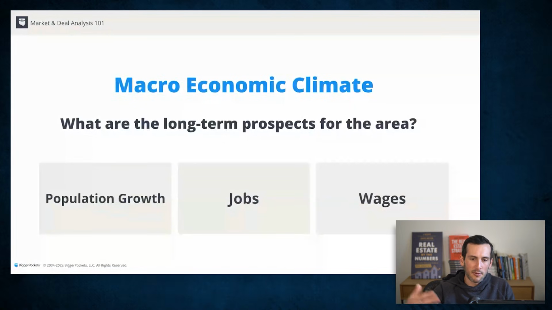Meanwhile, if you have a city where the population is booming and wages are growing, it might be harder to find cash flow because prices are going up so quickly, but you'll probably have lower vacancies and a lot of appreciation. It's really all a trade-off. There is no right or wrong answer, but by doing this research, you'll understand what tactics are going to work well for you in that particular market.